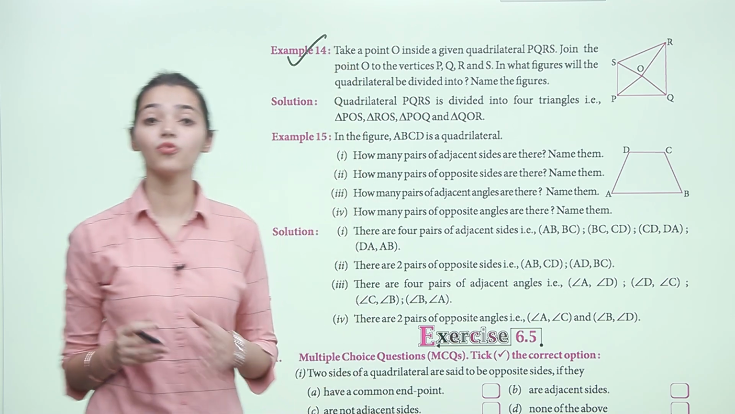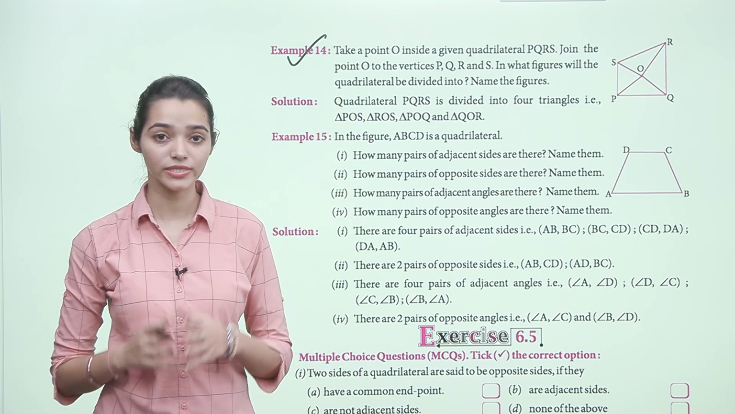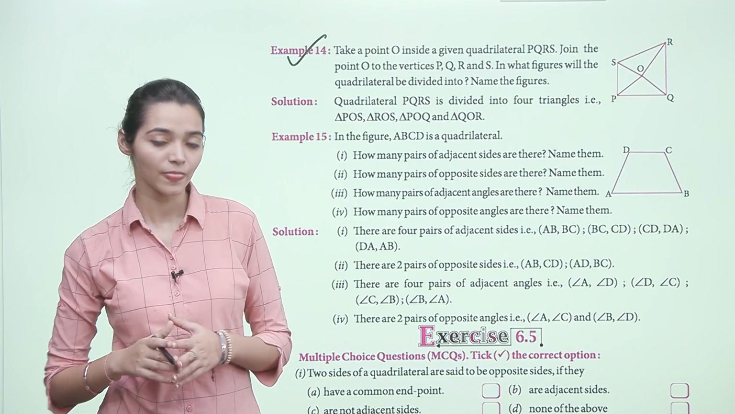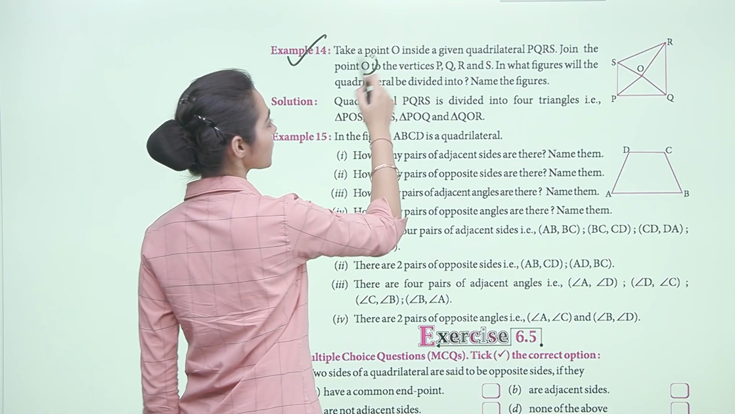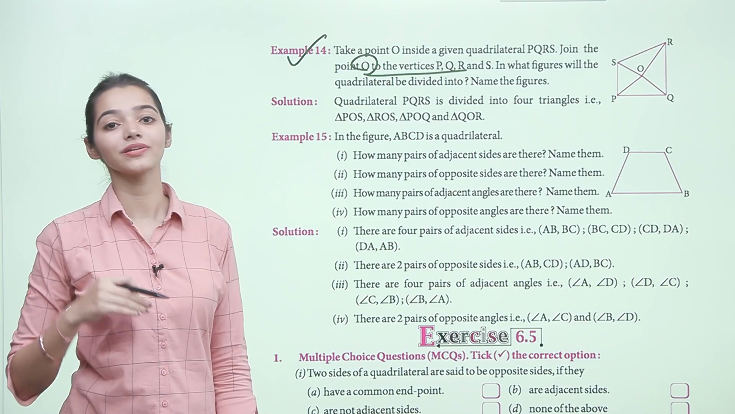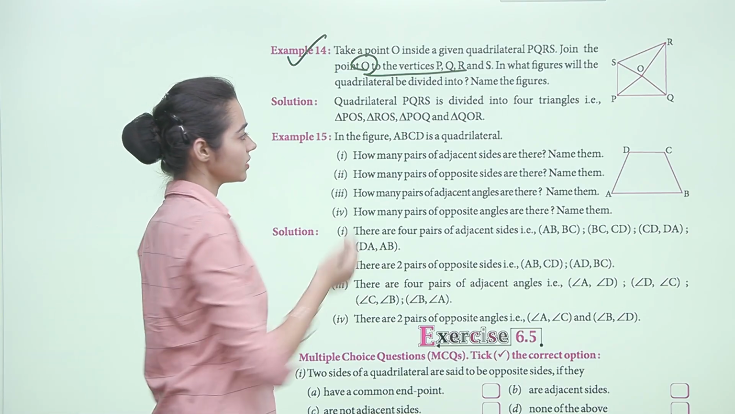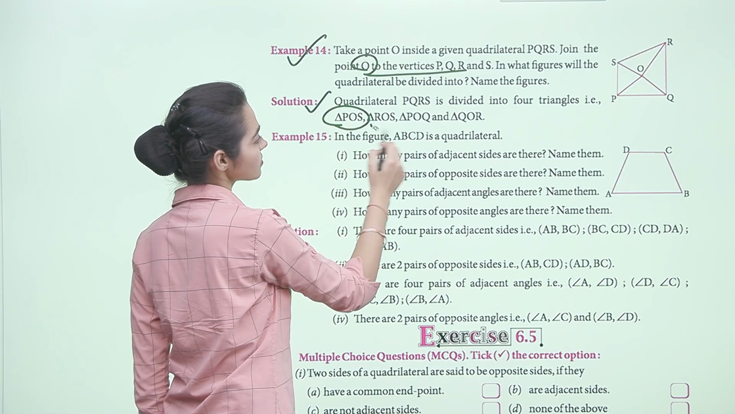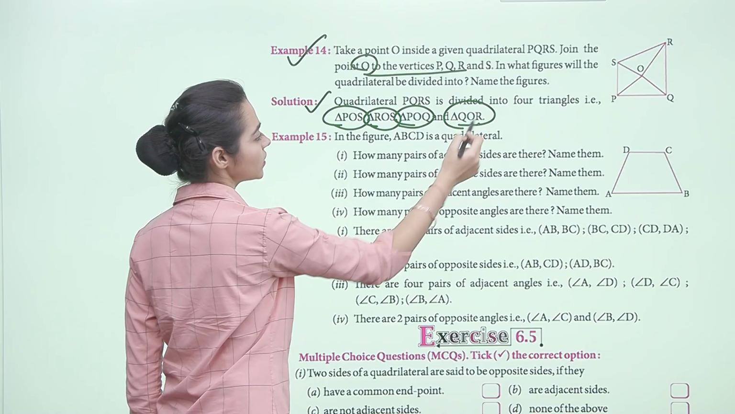Now in example number 14, here we have to take a point O inside a given quadrilateral PQRS. Then we will join the point O to the vertices P, Q, R, S. Now, into what figures will the quadrilateral be divided? We have to name the figures. So the figures are triangle POS, triangle ROS, triangle POQ and triangle QOR.